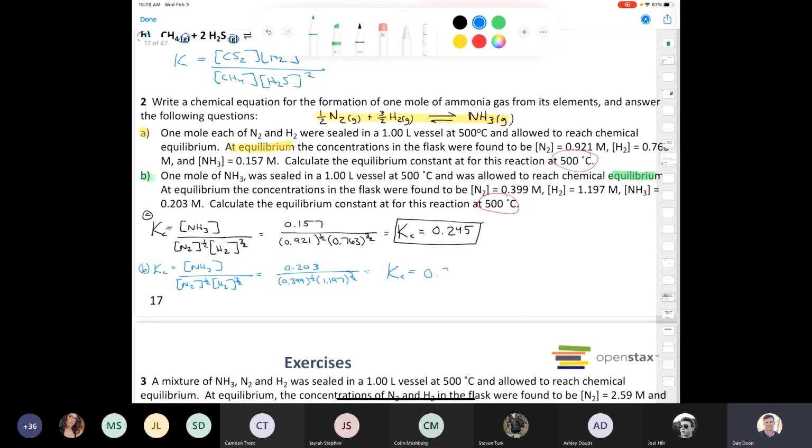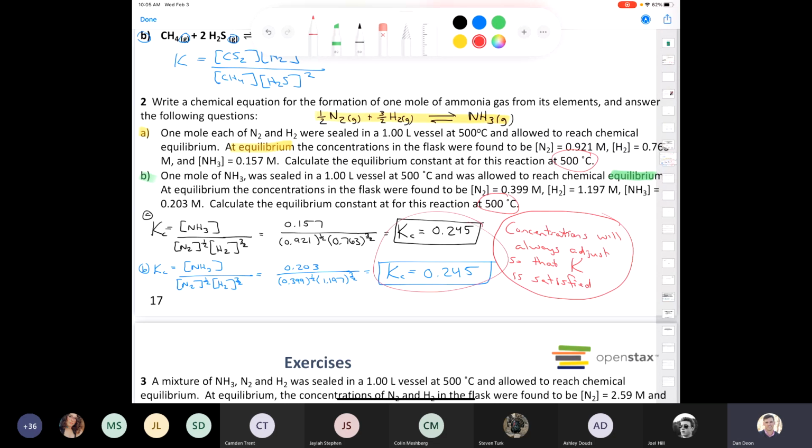When you punch all that in, you're going to find that you end up with 0.245. You can see I'm getting very excited about this. I just want you to understand that the concentrations will always adjust so that K is satisfied, at equilibrium, of course. There's literally an infinite number of different concentrations that will satisfy the equilibrium constant.